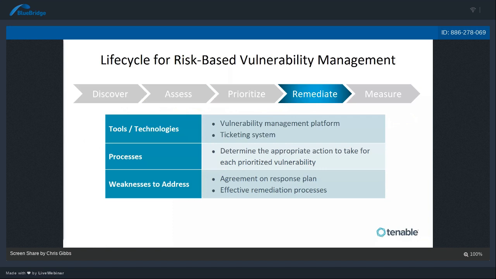Maybe it's patch, maybe it's take the system offline. There's all kinds of different options available. And this will help us address any weaknesses when it comes to agreeing the response plan. Hopefully we can get that locked in, identify, right, well, this is the process we're going to take on an ongoing basis. And that will help us build out an effective remediation process for the ongoing future as well.